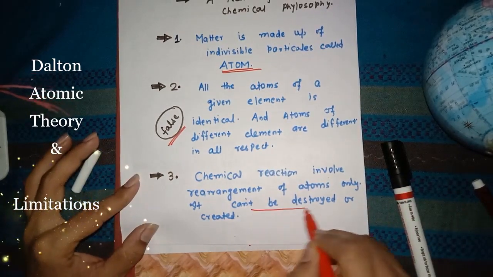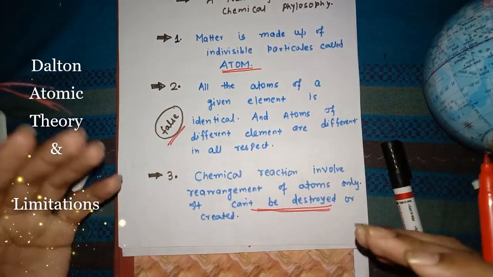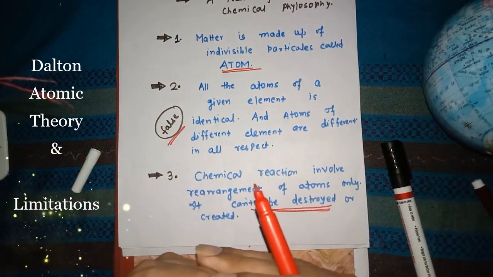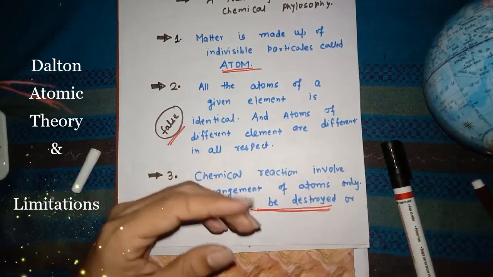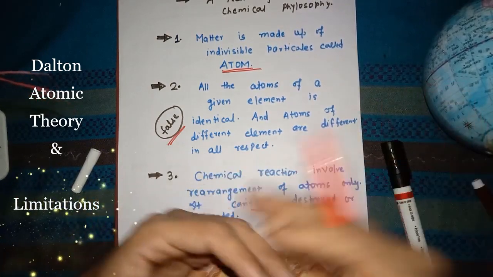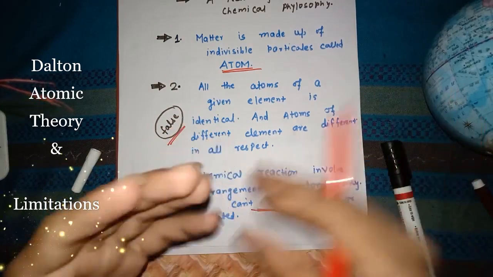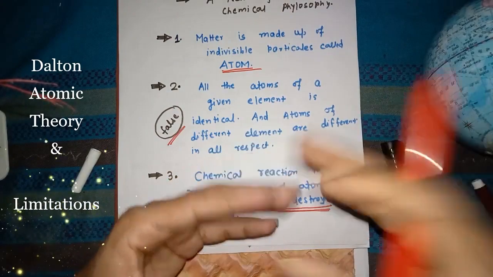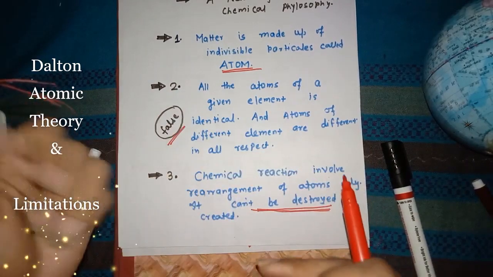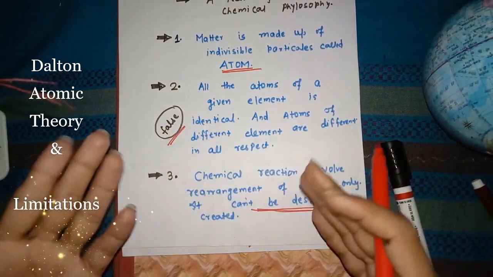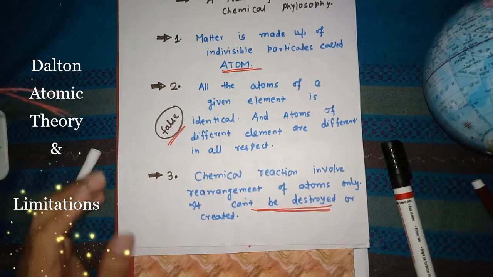Now, here is the new point: in modern times we know that matter can be destroyed or created, because Einstein's relativity theory showed that even a small amount of substance can produce a large amount of energy. So by energy we can create matter, and by destroying matter we create energy. In this way, mass can be converted into energy, and energy can be converted into mass. So in this way it is wrong, but overall it is right.